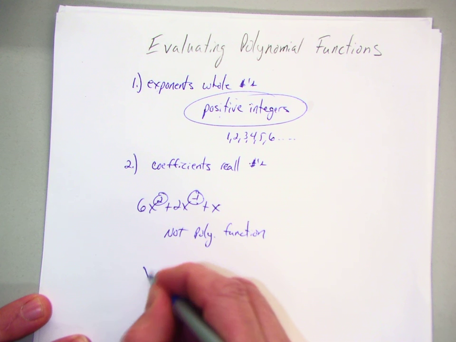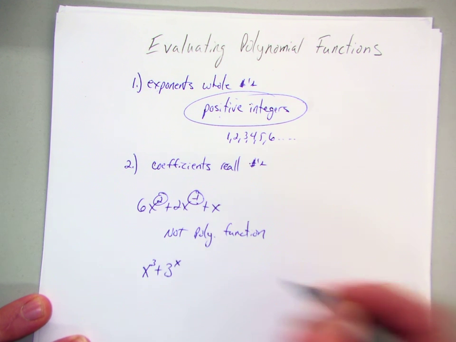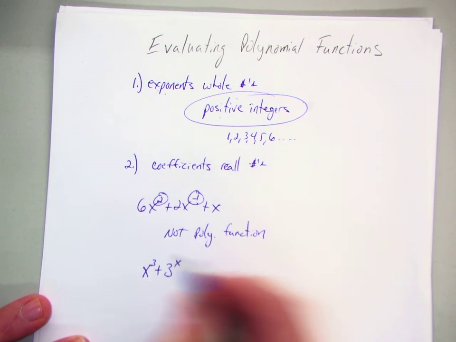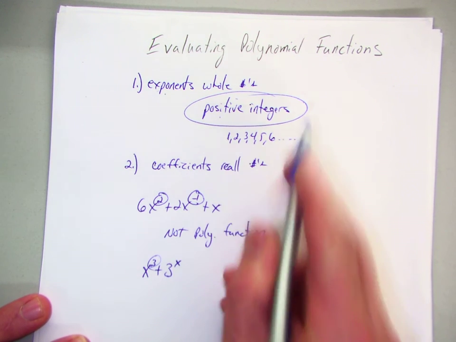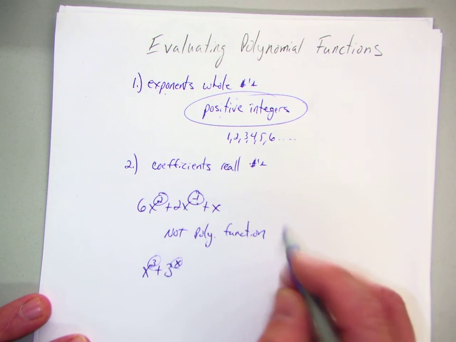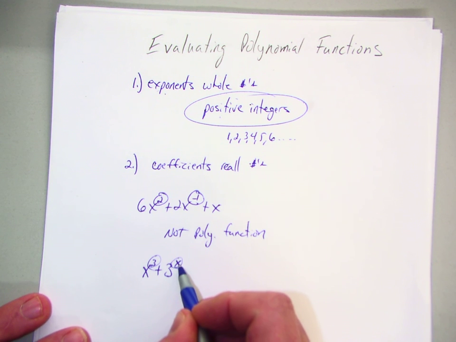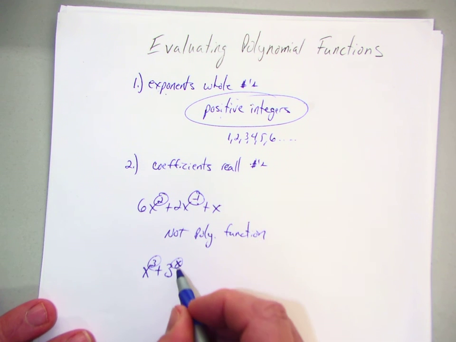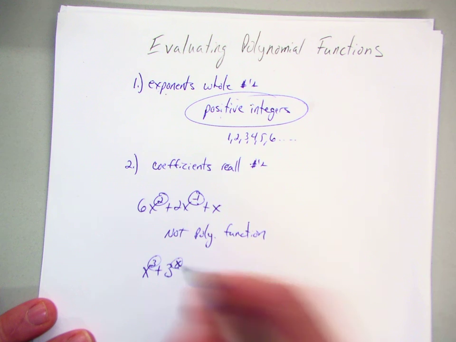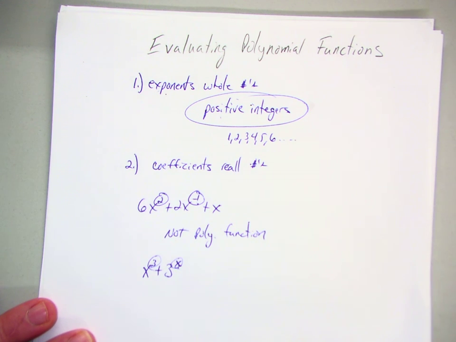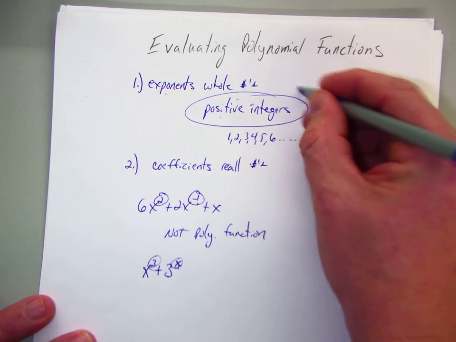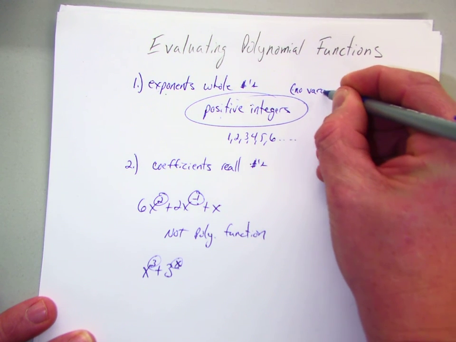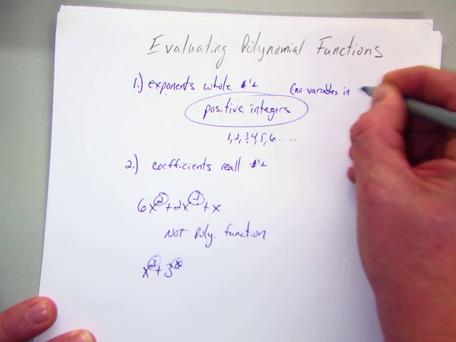Let's look at another example. x cubed plus 3 to the x. The first step we have to do is look at the exponents. Here we have a 3, which is positive. Here we have an x. Well, that means x can be anything. So that can be negative, it could be positive, it could be imaginary. So therefore, this is not a polynomial function because you cannot have a variable in the exponent. So also you can include in this that there should be no variables in the exponent.